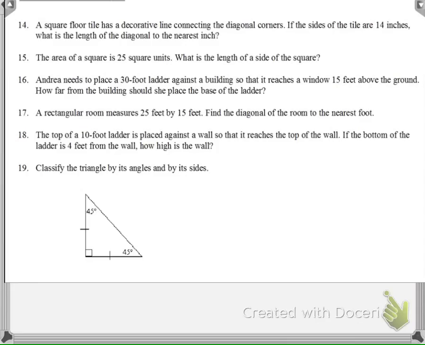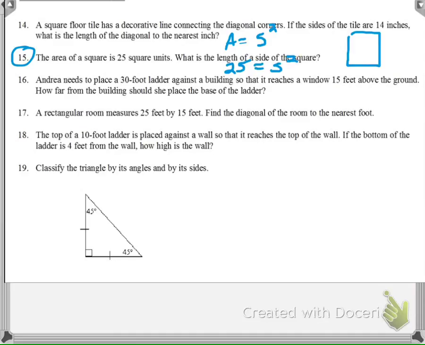Okay, so we're going to look at number 15 this time. Alright, it says the area of a square is 25 square units. What is the length of the side of the square? So again we have a square, but this time we know the area. Well, area of a square is the length of the side squared. That's why we call that squared. Okay, so I have 25 equals s to the second power.